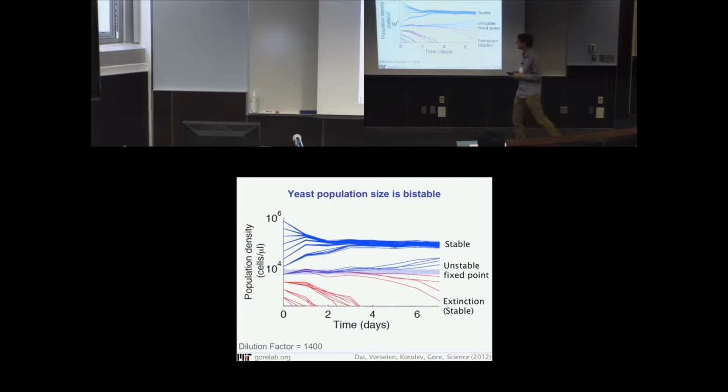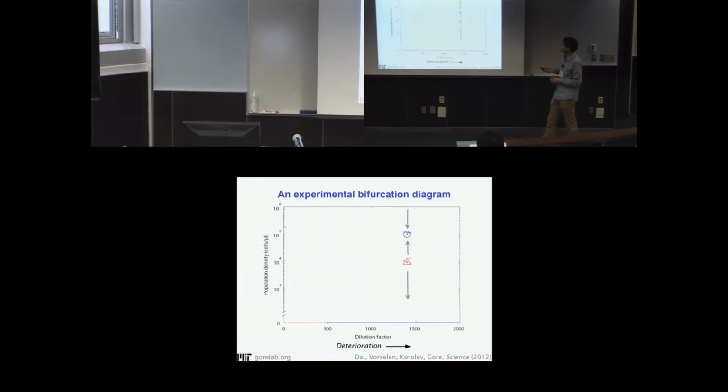All right, so we can take this data and plot the location of the stable state, unstable, and then stable again down at 0. This is density as a function of the environmental condition. The dilution factor was 1,400, so we have the stable, unstable, stable down at 0 again. What we would really like to do, though, is to see if yeast growing on this sugar have a fold bifurcation, where those stable and unstable fixed points come together, collide, and go away.